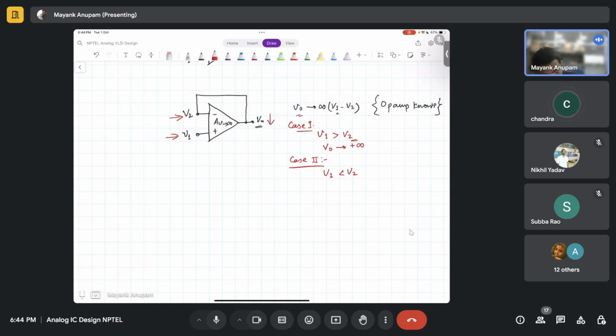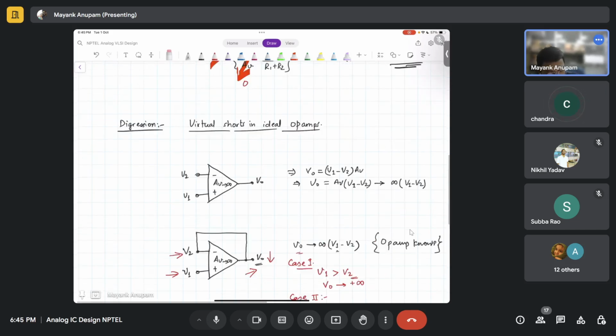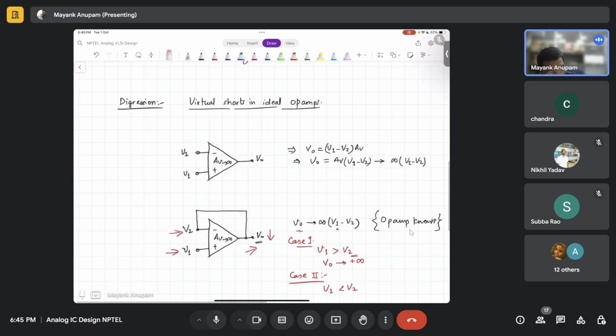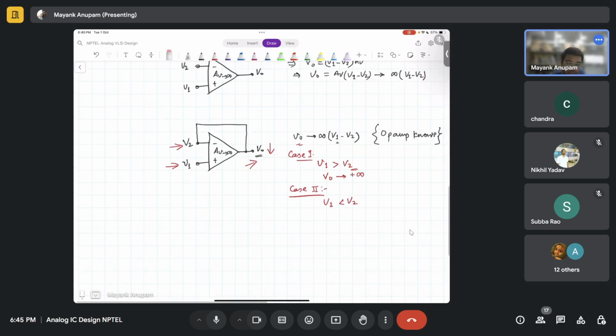Because if it is anything but V1, what is going to happen? V0 has to go to either plus infinity or minus infinity, right? And the negative feedback will force it back to its equilibrium position. Exactly. It is going to enforce it, and that is only going to happen because it is connected in this manner. If this connection was not here, anything can happen. But this connection is here. That is why V2 can only be equal to V1 and nothing else.